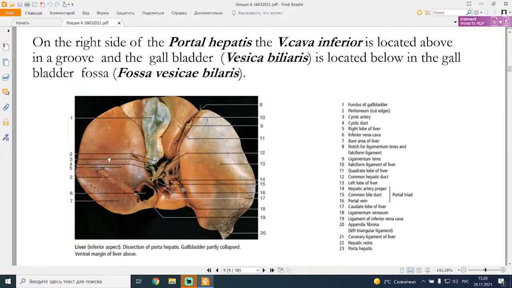On the right side of the porta hepatis, the vena cava inferior is located above in its groove, and the gallbladder, vesica biliaris, is located below in the gallbladder fossa.